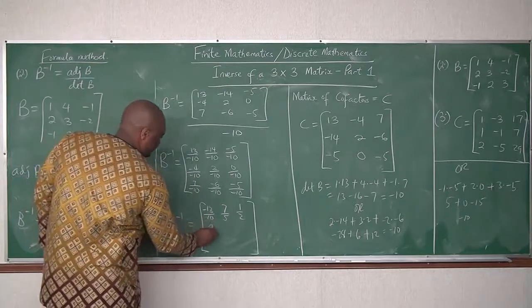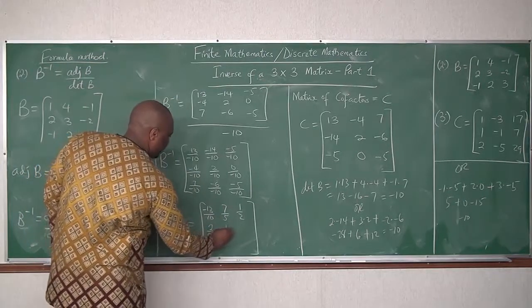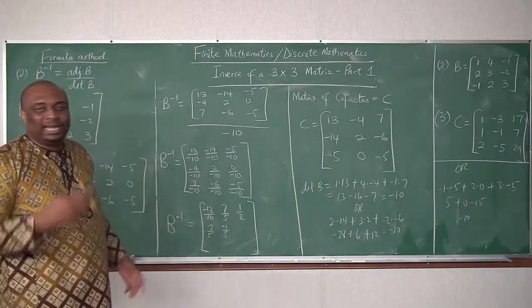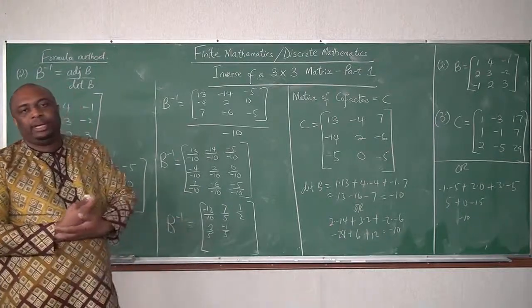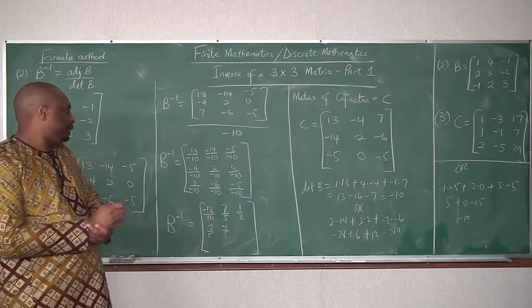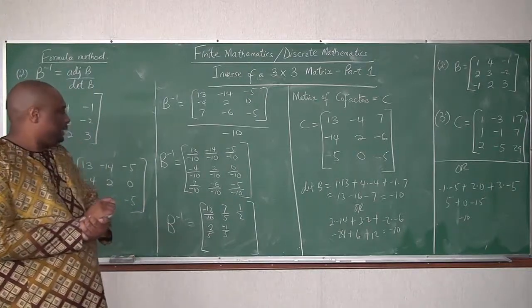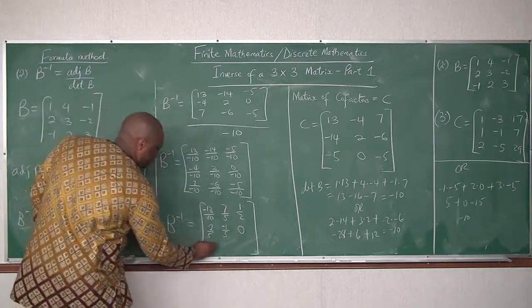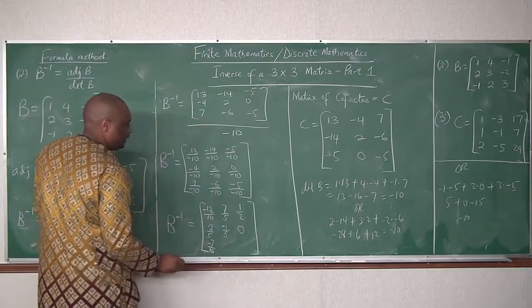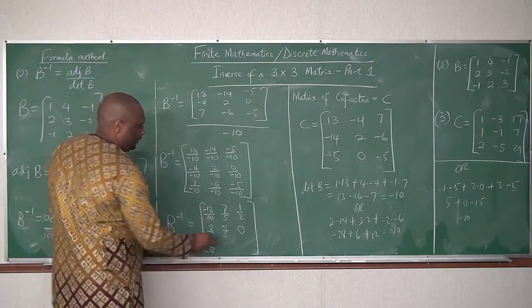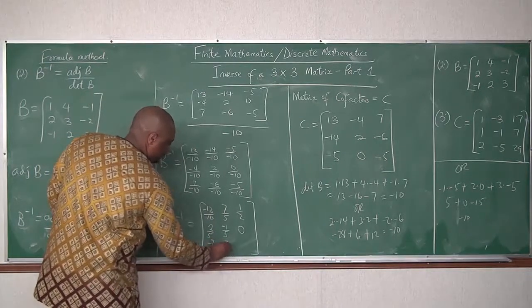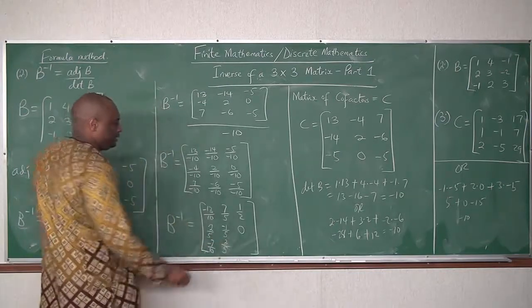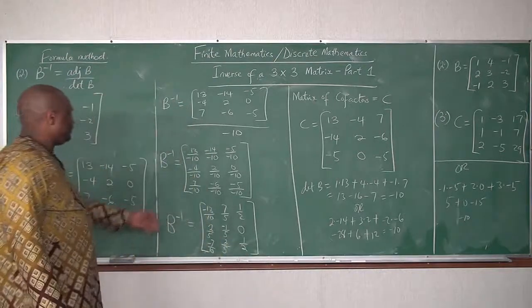This will be 2 over 5. This will be 1 over 5. Negative 1 over 5. Right? The negative should not be in the denominator. The negative has to come up in the numerator. Then this will be 0. This will be negative 7 over 10. This will be 3 over 5. Okay, check it well. 3 over 5. And this will be 1 over 2. So these are the inverse.